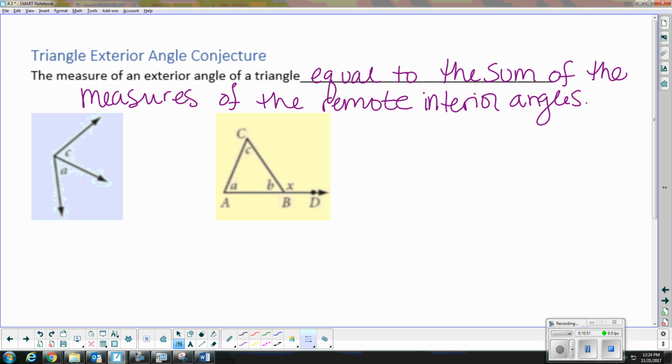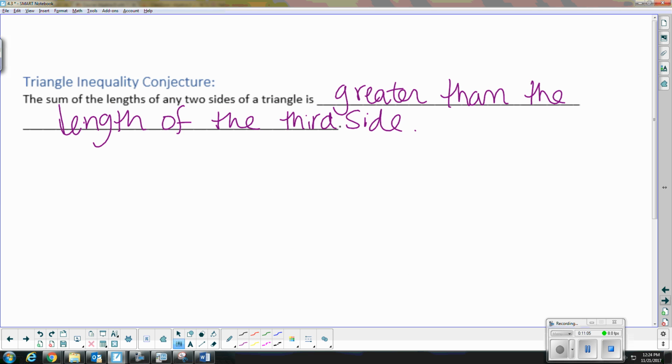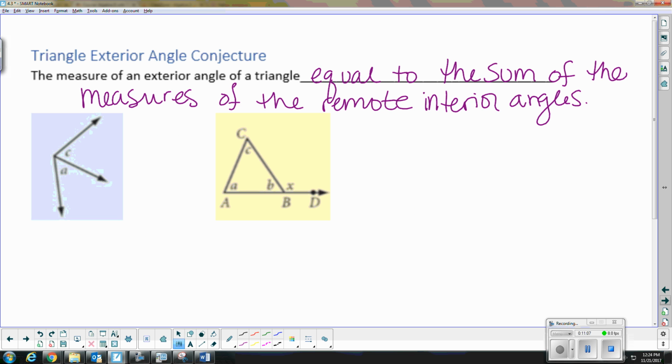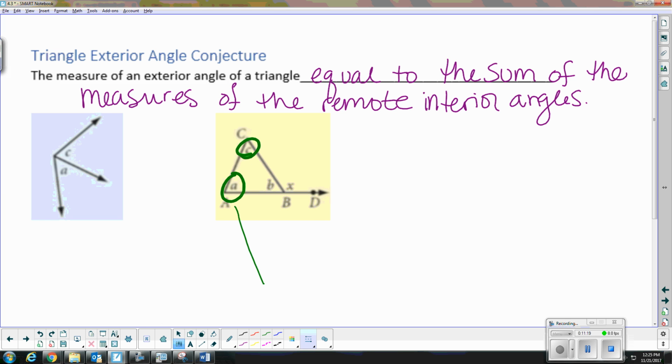Okay, so let's look at this for a second. You need to refresh what the remote interior angles are. Go back to your note sheet. The remote interior angles are the two angles that do not share a side with the exterior angle. So they're inside the triangle. So in this case, angle C and angle A, these are your remote interior angles.